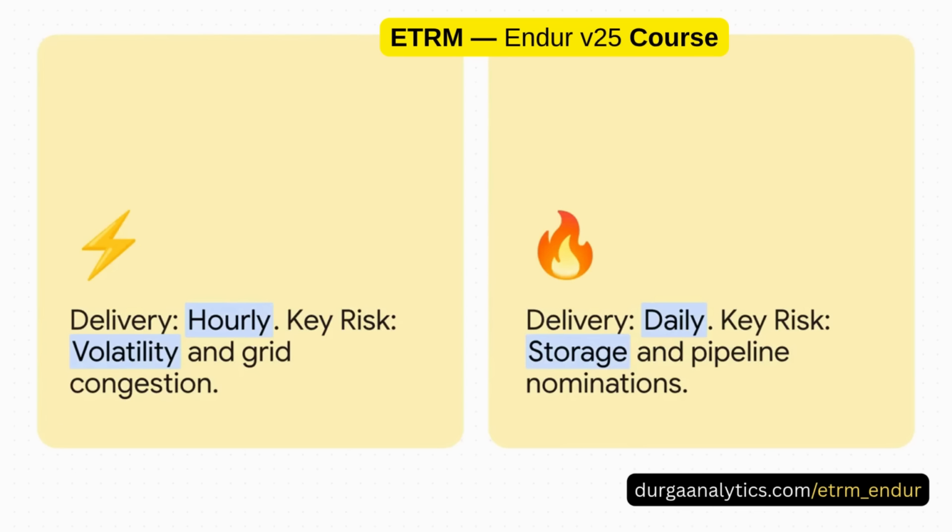Now, this slide is great because it really highlights a critical difference. Both power and gas are network commodities, but they operate at completely different speeds. Power is like a high-stakes balancing act against real-time volatility and grid congestion. Gas, on the other hand, moves at a much slower daily rhythm. The biggest risk there isn't a sudden price spike, but making sure your nominations get accepted by the pipeline operator and that you have enough gas in storage to meet your obligations tomorrow.